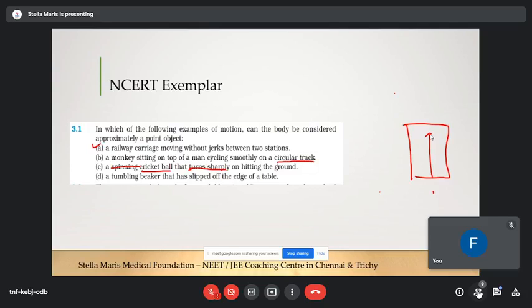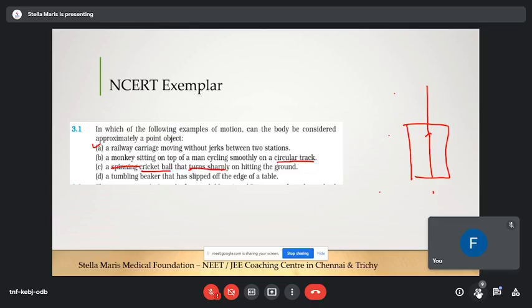So I'm just giving you a situation where the ball did not spin and it's a full toss ball, like a straight path. I'm just bowling it in a straight path. It does not turn because it's not a spin ball, so it does not turn on hitting the ground. So is it a point object or not? It is a point object. Very good. Why? Because it is in a straight line only, no?